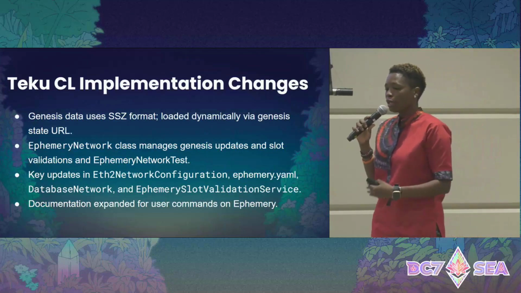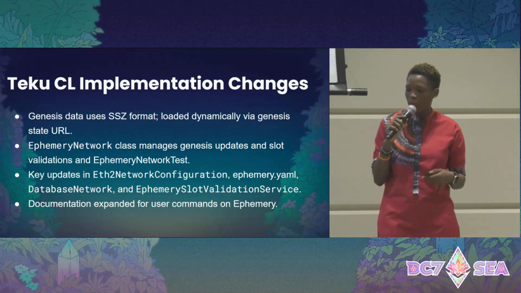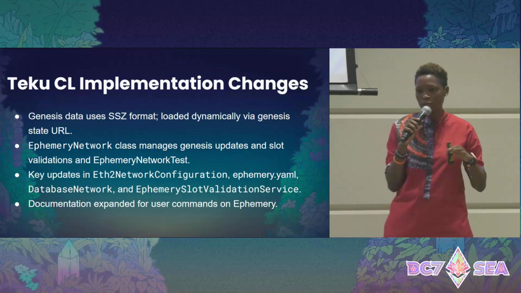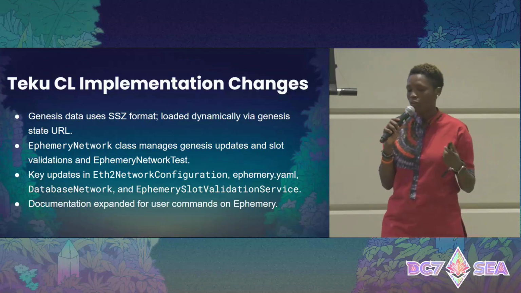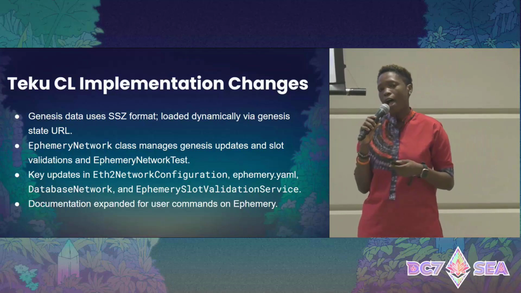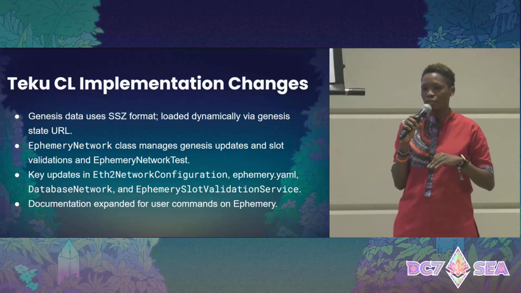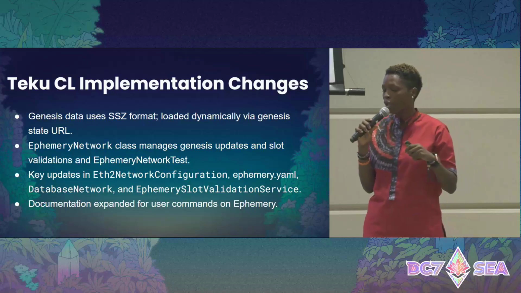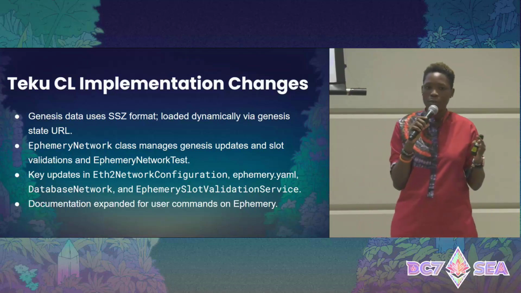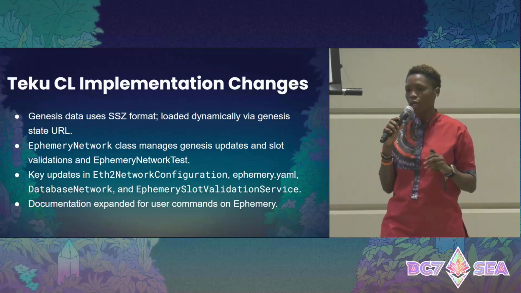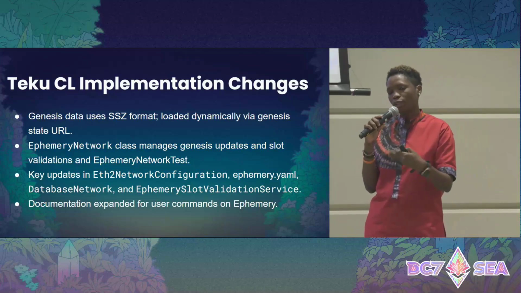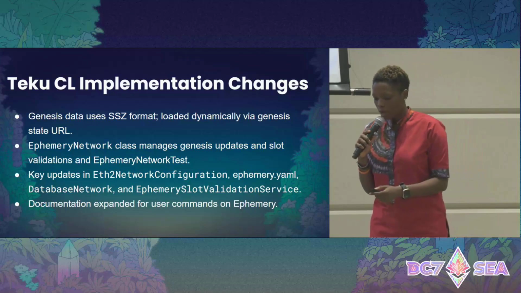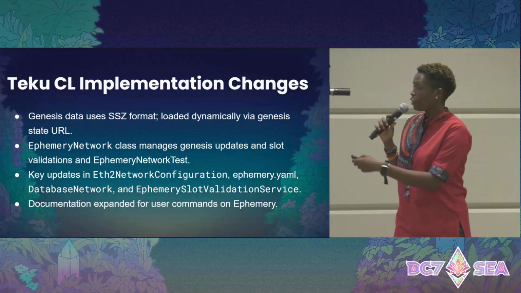And so for Teku, we did similar stuff, but with Teku, for the CL clients, we don't use the normal JSON format file for the Genesis, so it was SSZ, and it's not as easy to manipulate as you do with the Genesis format file. So with that, we needed to take a different approach and see how we can load the SSZ file from the Ephemery repository to get the updated states at every given point in time.